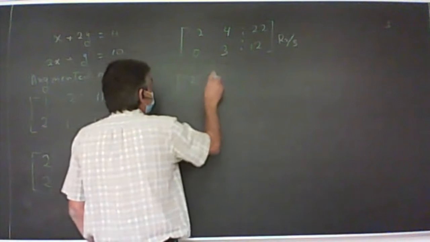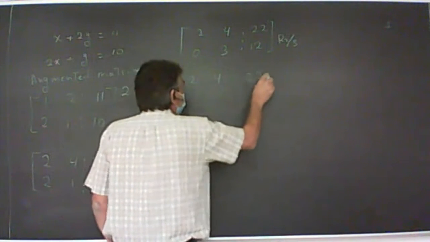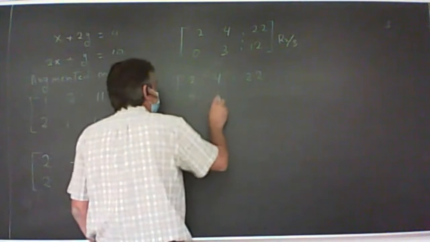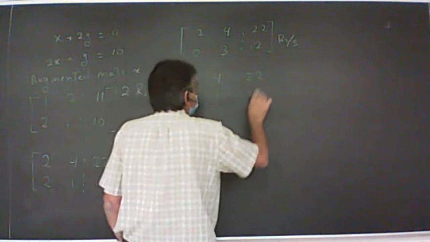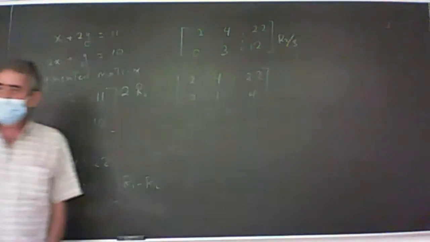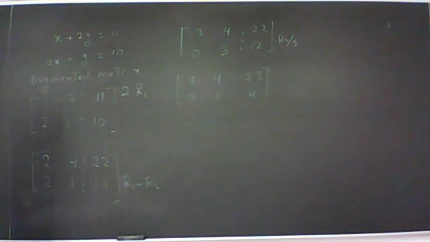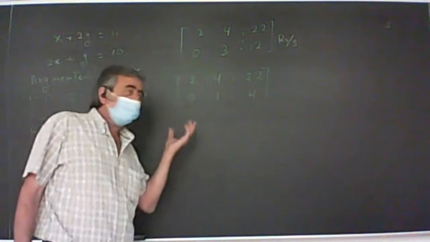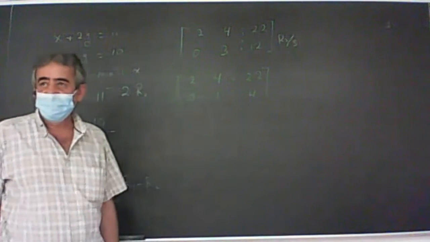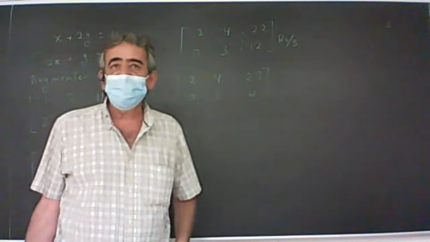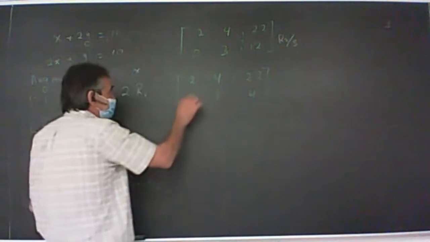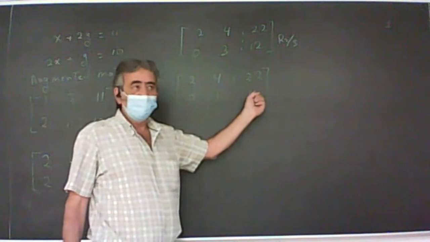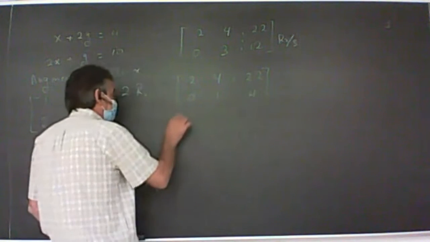In row 1, we get 2, 4, 22. Yeah? Then if I divide this by 3, I end up with 0, 1, and then 4. Now, again, these are the same, correct? What's so nice about the last one is we already know the value of y. If I were to write this equation, what do I get? Y equals 4. So now we know y equals 4.